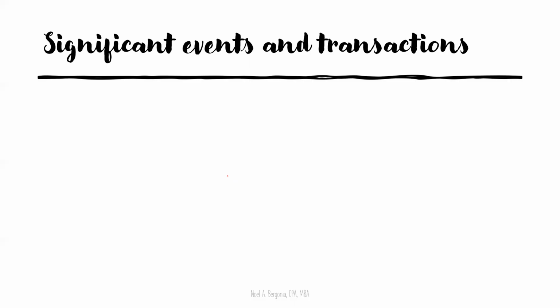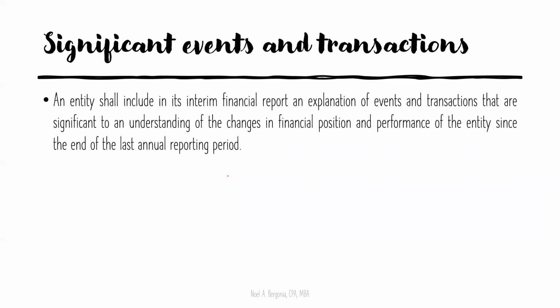Okay. So now, considering that this is an interim period, there are also some significant events and transactions. And how do we account for it in accordance with IAS 34? Ang sabi doon, an entity shall include, in its interim financial reports, an explanation of the events and transactions that are significant to the understanding of the changes in the financial positions at saka yung performance of the entity since the end of the last annual reporting period. So this is more on the consideration of the notes na, explanatory notes.